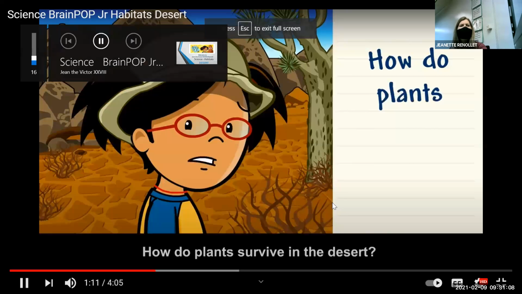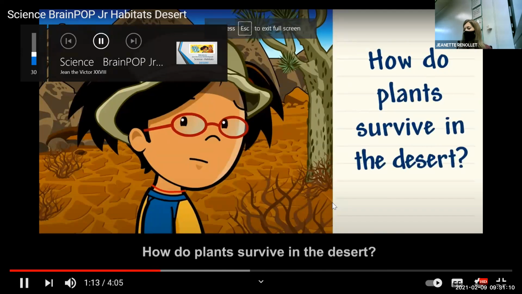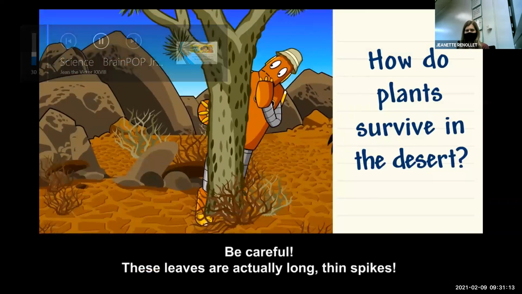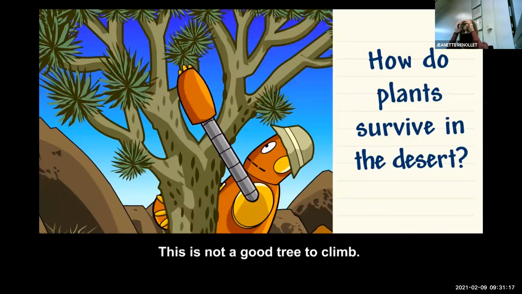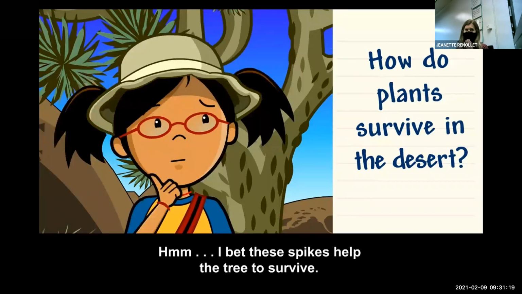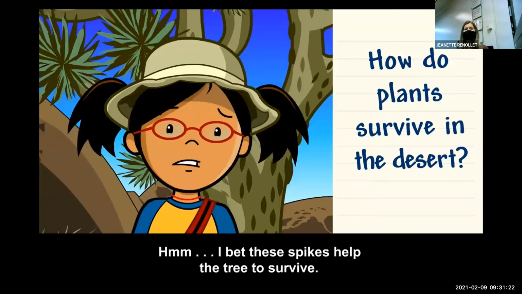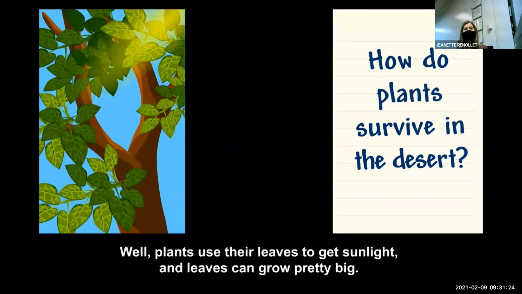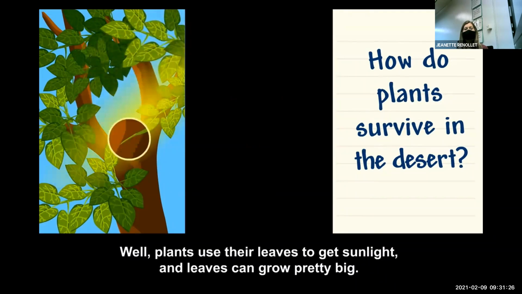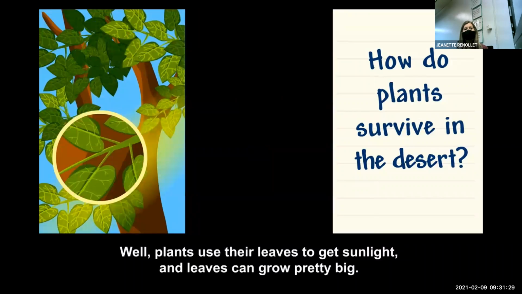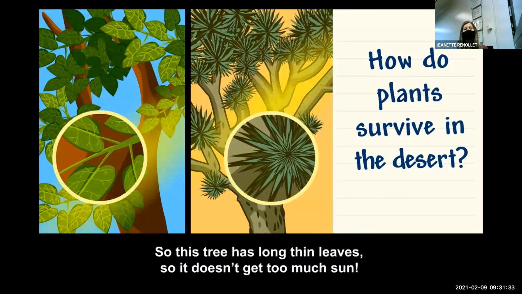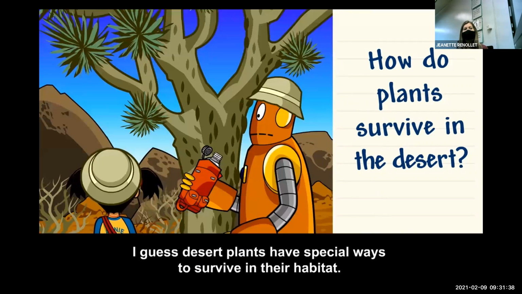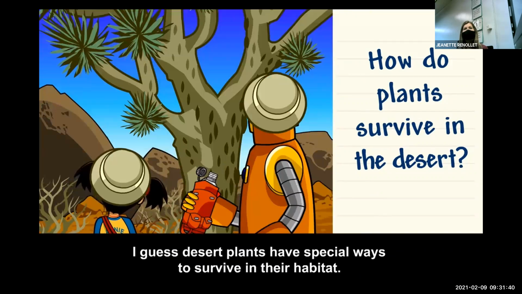How do plants survive in the desert? Be careful. These leaves are actually long, thin spikes. This is not a good tree to climb. I bet these spikes help the tree to survive. Well, plants use their leaves to get sunlight, and leaves can grow pretty big. But the desert is really sunny. So this tree has long, thin leaves so it doesn't get too much sun. I guess desert plants have special ways to survive in their habitat.